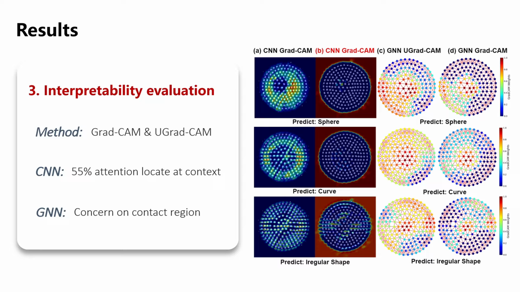So the graph neural network has no such worries, since all the graph nodes and edges come from the skin surface, and that means the GNN pays more attention to the deformation area.